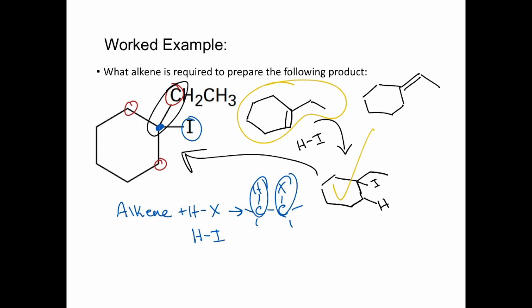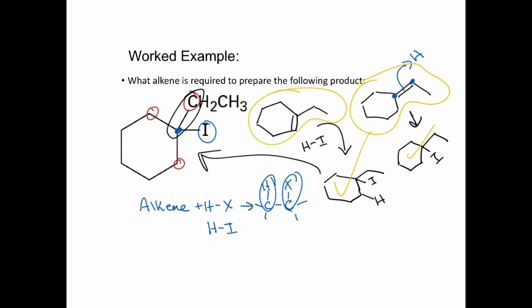But what if I reacted my other possible product? So here, this carbon is the one with more H's, and this carbon has less H's. So the H would go on to that carbon with more H's, and you would end up with this product, which is identical to what I just drew. So what does this tell me? It tells me that either alkene, when reacted with HI, would give me the product that you see here.